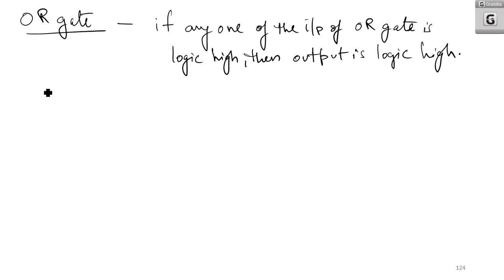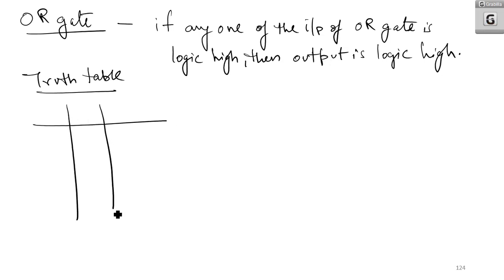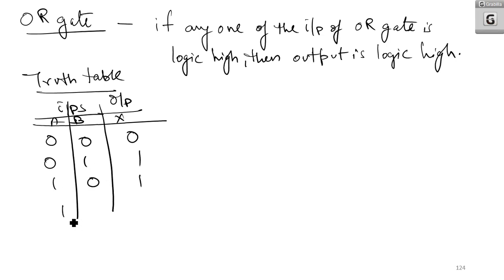Okay. That means if you are writing the truth table of a 2-input OR gate, I am having A and B as inputs, and X as output. Okay. 0 0, you will get 0; 0 1, 1; 1 0, 1; 1 1, 1. That means at least one of the input should be logic 1. Okay. So if I am drawing the OR gate, we can draw like this. Okay. So this is A, this is B, and this is X.